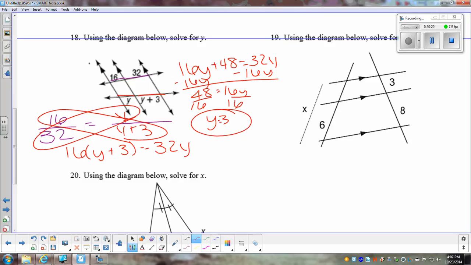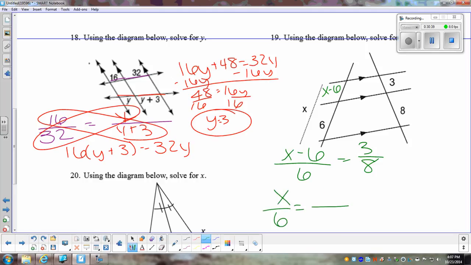All right, so with 19, I have two options again. I know that this piece here will be x minus 6 because the whole thing is x, and this piece is 6, and this is x minus 6. So I could do x minus 6 over 6 equals 3 over 8. Or easier, I could do x over 6 equals 11 over 8. Cross multiply, I get 8x equals 66. Divide x by 8, I get x equals 8.25.